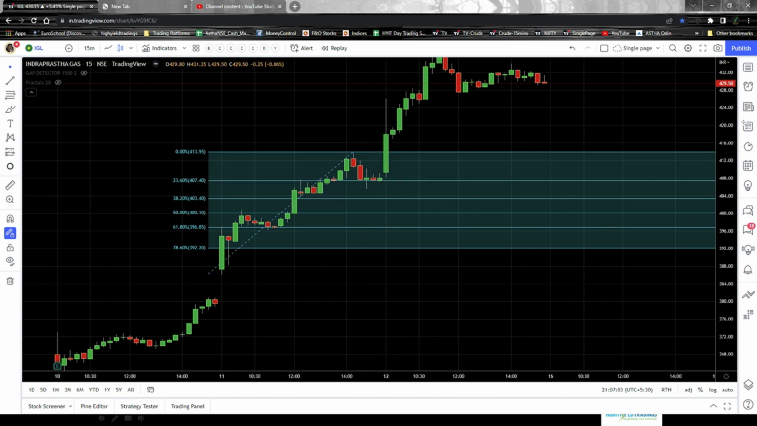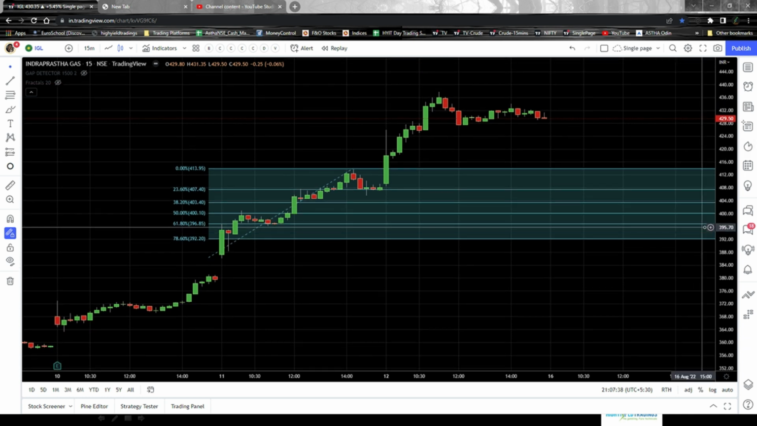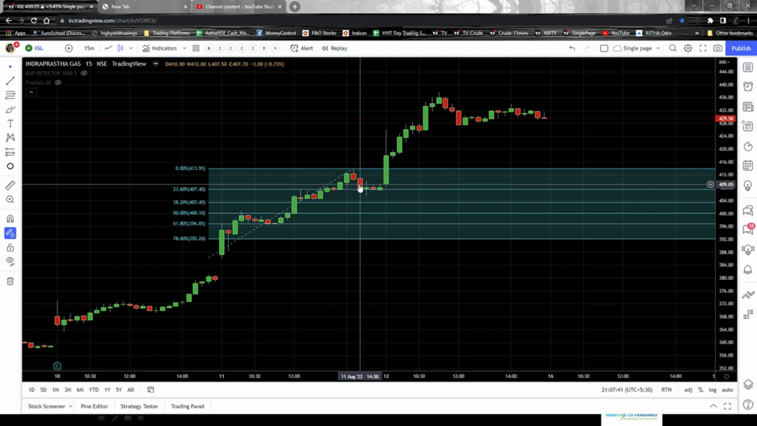So here in this case, your entry will be after the closure of this candle, right? You take an entry here, put the stop loss at the recent swing low, that is here, just below it, and your target will be the swing high, the recent swing high, which is this one, right? So this is your entry, this is your stop loss, this is your target. And you continue the same process as when the stock keeps making new day highs. So that is how you bring in Fibonacci to work for you. I hope that is clear.